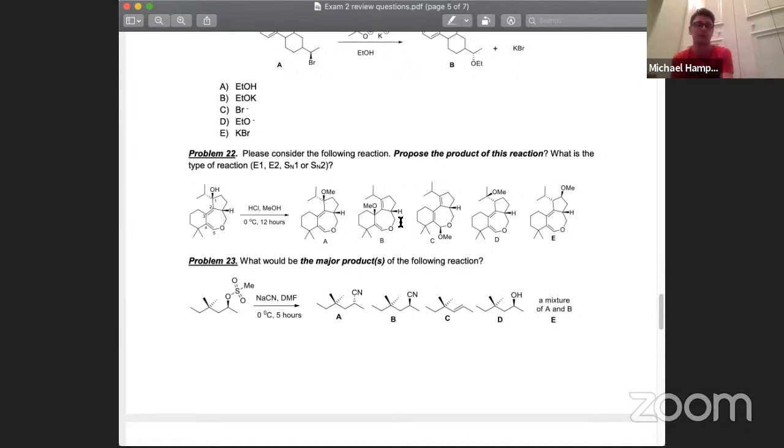What classification is the substrate? Primary, secondary, tertiary. If it's secondary, then look at the nucleophiles, whether they're strong or weak. All right.